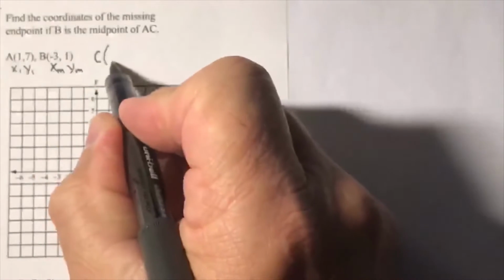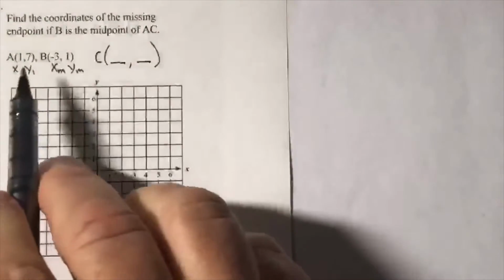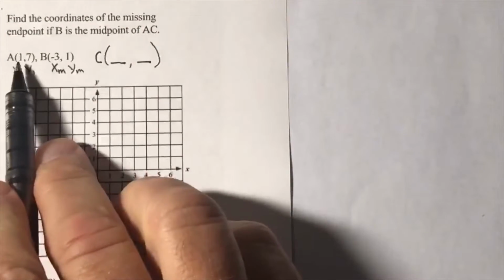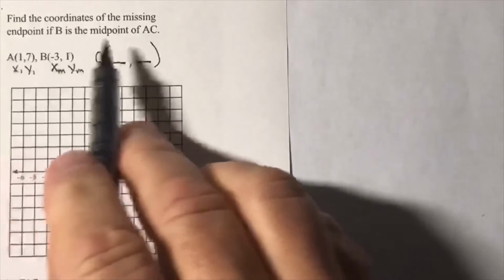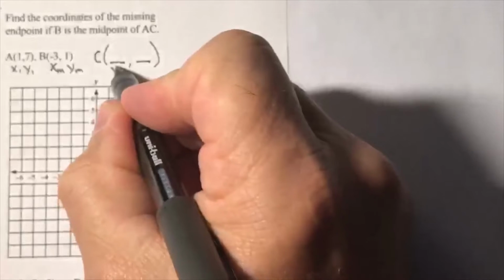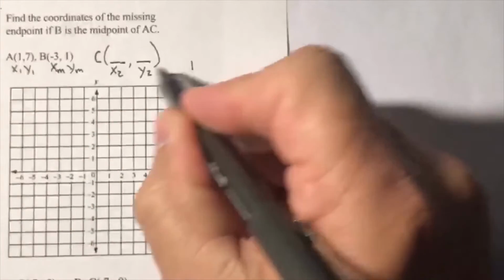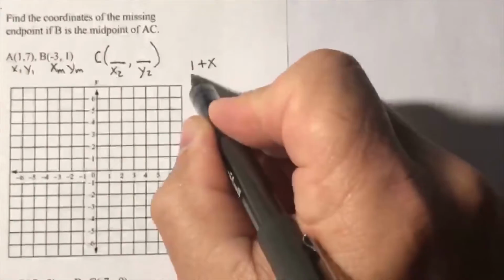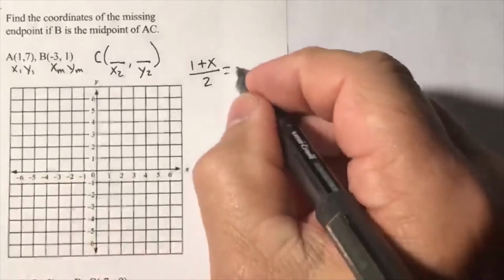Alright, so I'm going to go ahead and do it like that, leaving a little space for the coordinates here. In other words, I'm trying to get a visual here. My endpoint A, my other endpoint will be at x2, y2. You add your x's, 1 plus x over 2, and set that equal to -3.